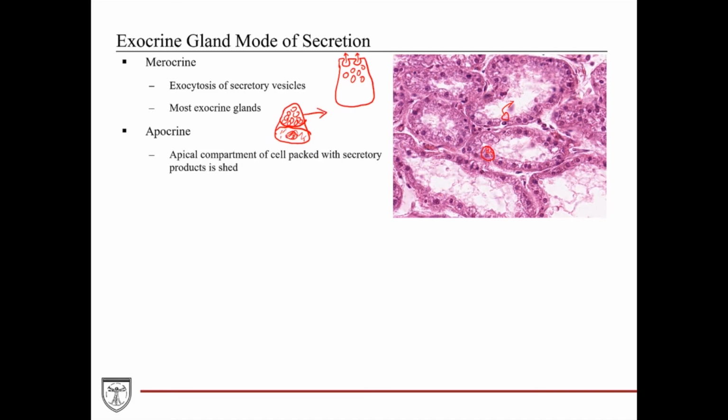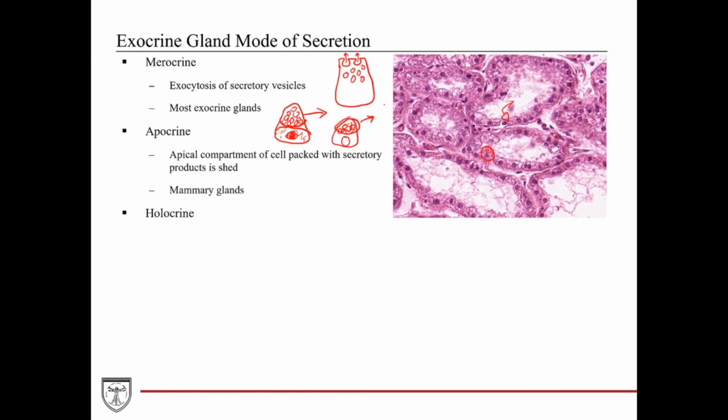And then what's remaining of these cells will then continue to produce more secretory vesicles and get taller with the apical compartment packed full of stuff, which will then get pinched off, and then that cycle will continue. And this happens in the mammary glands that produce milk.